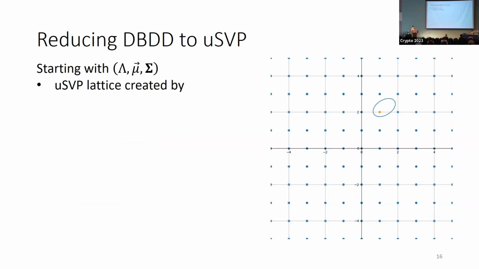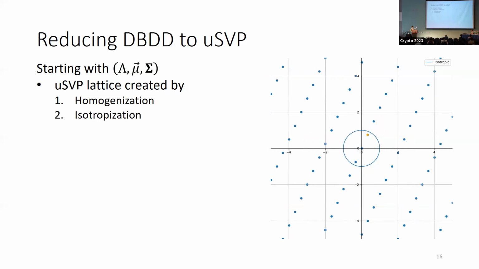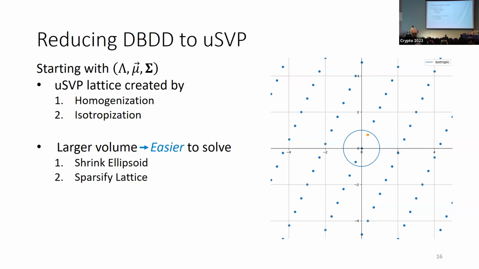So the way you would reduce this DBDD problem finally to the unique shortest vector problem is you would homogenize first. So you would take your ellipsoid and stretch it in the direction of the mean of the ellipsoid, so that you include plus or minus the secret. And then you perform a linear transformation such that you turn your ellipsoid into the unit ball. And what this will do is sparsify the actual lattice that you're using for solving SVP.